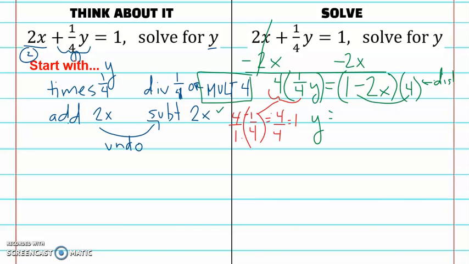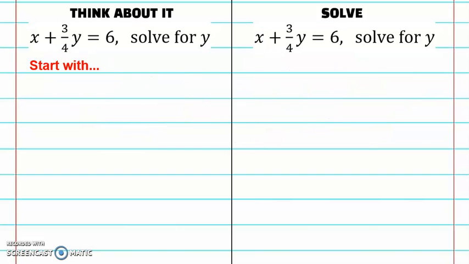Hey, remember those skills we've been practicing? It keeps coming back. So 4 times 1 is 4. 4 times -2x is -8x. There is our final answer. Okay, let's look at one more of these, and then you get to try it out on your own.